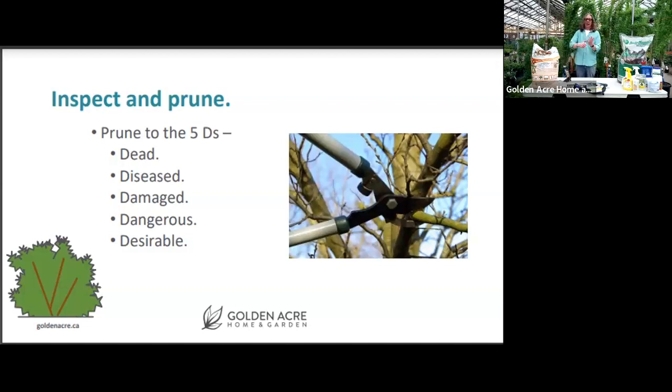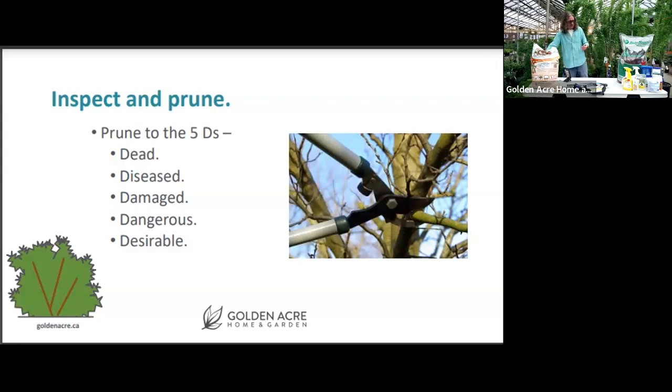Diseased, black knot is a good example. Maybe your tree was riddled with powdery mildew, and you had to prune some branches off for that. It's a better idea to treat that kind of thing rather than prune. We will be talking about that.